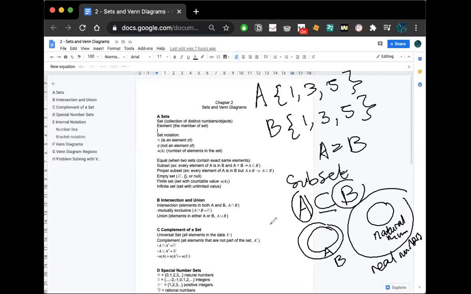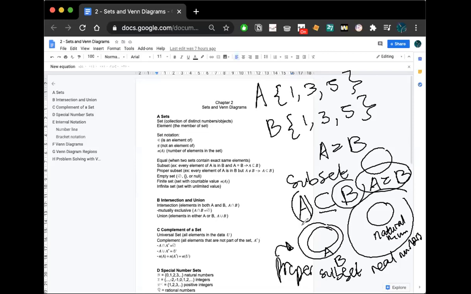It's also the same with proper subset, but the difference between the two is that I think a subset can be equal, the elements in a subset can be equal. Well, in proper subset, it can't be equal. It's like one inside the other, like this particular example. So in subset, they can just be the same.